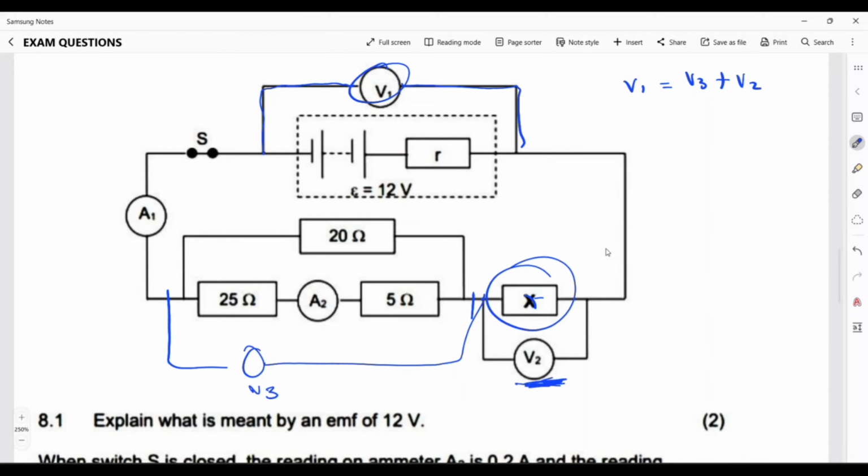Because internal voltage, we find it on the battery, but this V1 is not connected on the battery. It is connected on my wires over there. So it is on the external circuit. It measures everything that is on the external circuit.